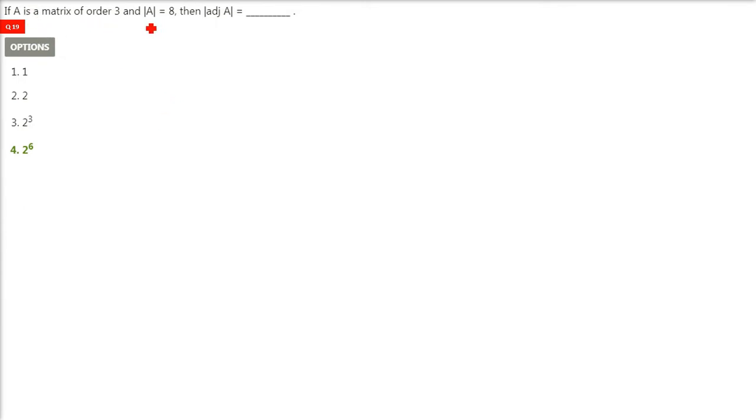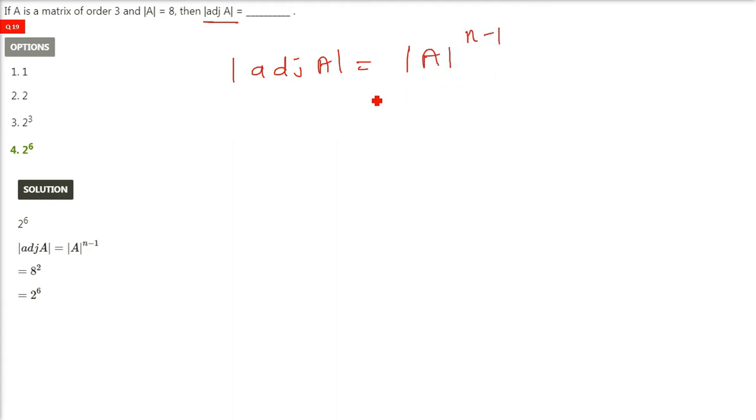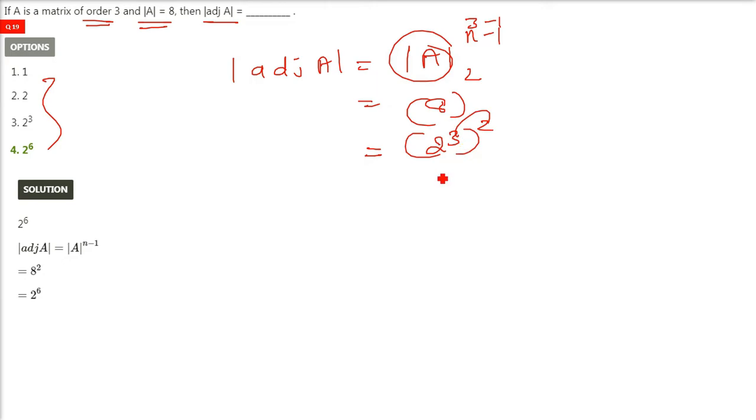If A is a matrix of order 3 and determinant of A is 8, then find the determinant of adjoint A. Just seen this question already. Determinant of adjoint of A will be equal to determinant of A raised to the power n minus 1. Determinant of A is 8. What is n? It's 3. 3 minus 1 is 2. So it's 8 squared, but there is no answer like that. So let me write this 8 as 2 cube. We don't have any answer like that, so we have to convert it in the form of 2. So 2 cube whole squared is 2 to the power 6.